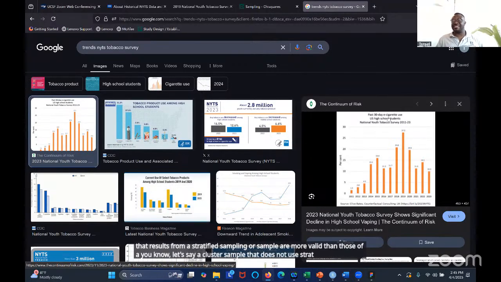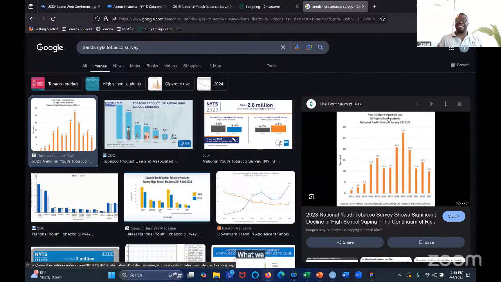We can't say that because we don't stratify to improve validity. We stratify to improve efficiency, right? What we can say, however, is that a stratified sample allows us to now talk about issues of smaller subgroups to a larger extent than we would if we had used a cluster sample that does not use stratification, right?